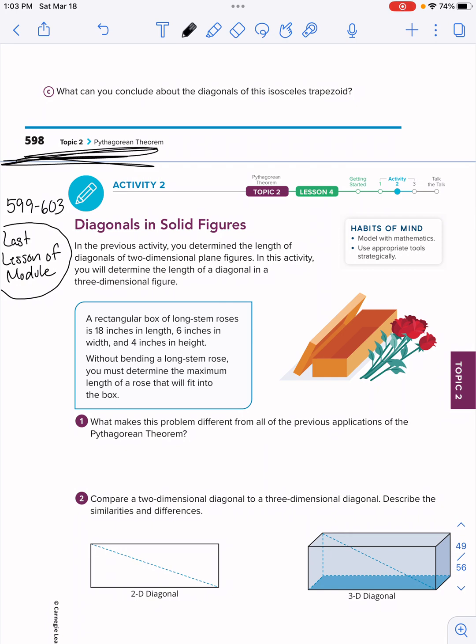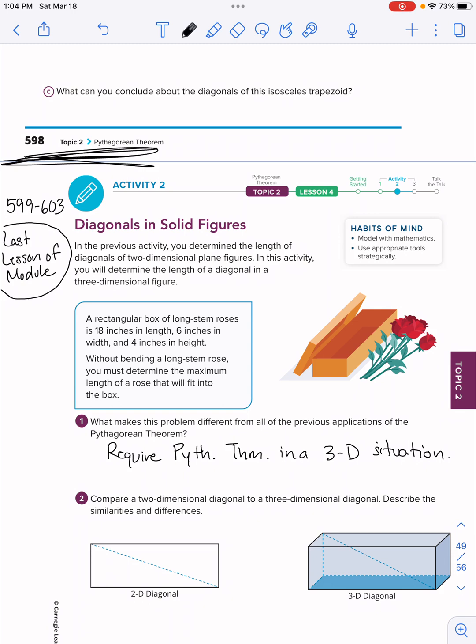So number 1, it says, what makes the problem different from all of the previous applications of the Pythagorean theorem? Because we're so used to using 2-dimensional figures, it's a little bit harder with this. It says this problem will require, I'm going to abbreviate Pythagorean theorem as PYTH THM, in a 3-dimensional, 3D situation. Okay. And we have a visual here.